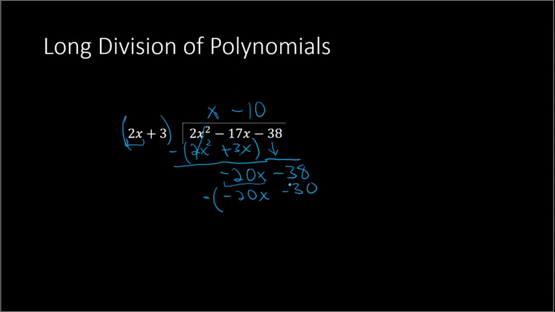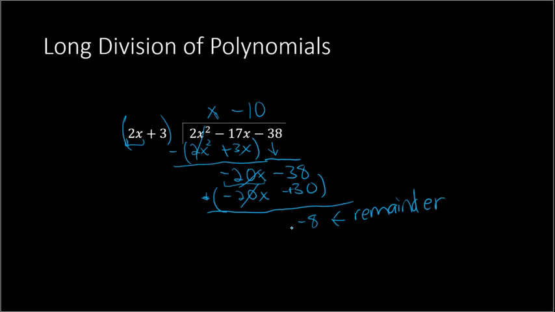So negative 10 times 2x is negative 20x, and negative 10 times 3 is negative 30. Now the next step is we subtract. The negative 20x's cancel out, and then negative 38 minus negative 30 becomes plus 30, and negative 38 plus 30 is negative 8. So now we have finished the process of dividing. This negative 8 is the remainder.